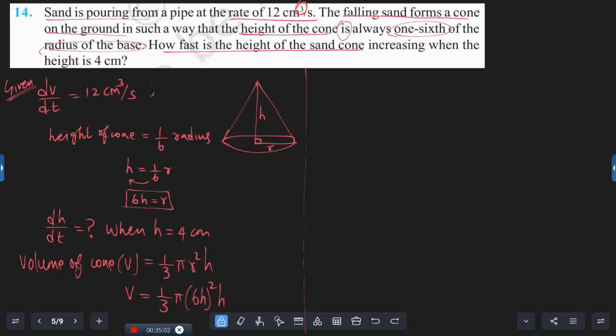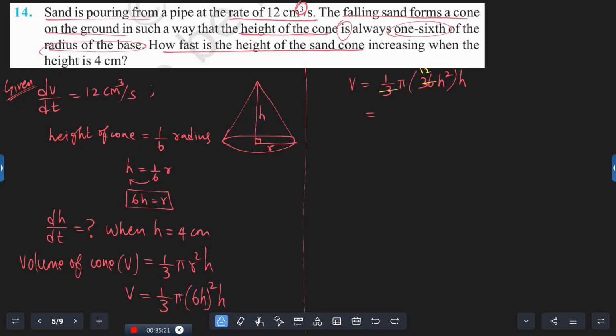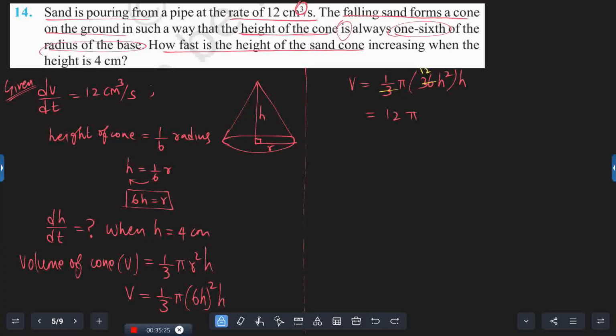After I simplify, what am I getting? 1 by 3 pi, 6h when you square, 36 h square into h. You can cancel that 3 also. 36 by 3 is 12. 12 pi h square into h, h cube you will be getting. This is my V. Now you can differentiate with respect to t.